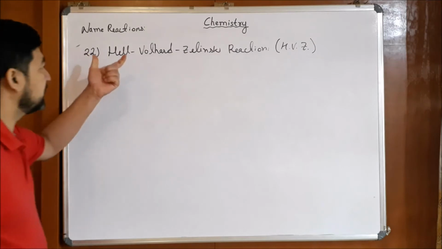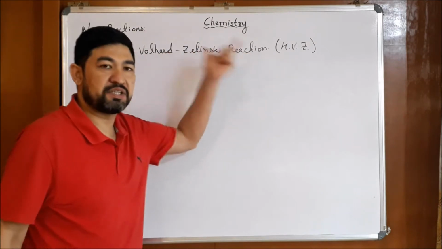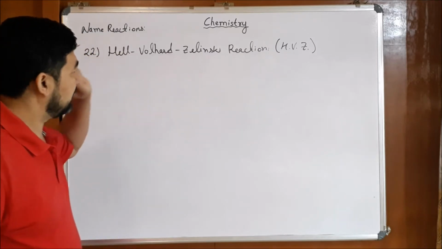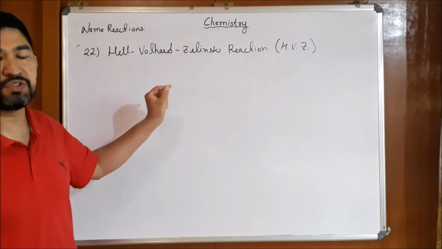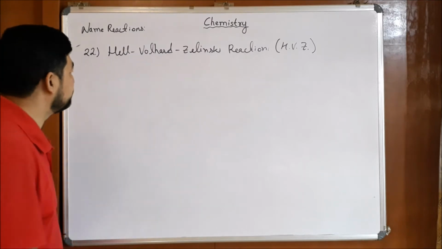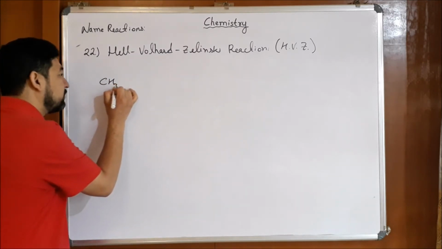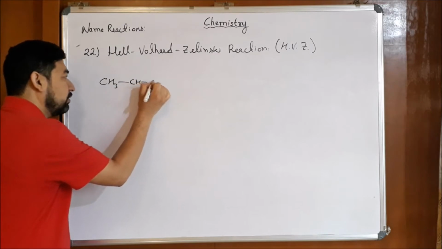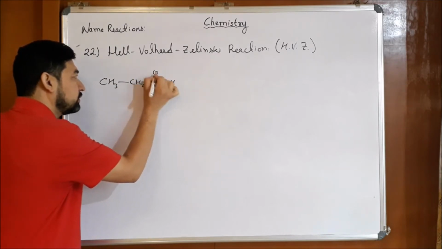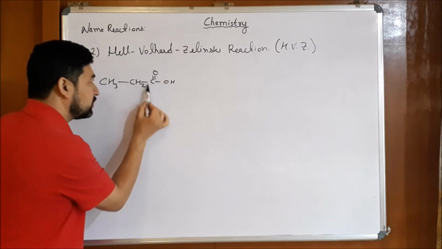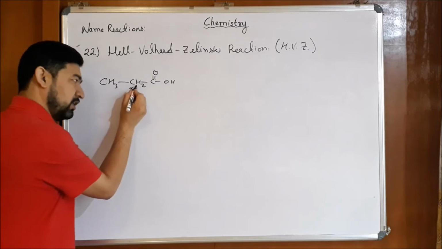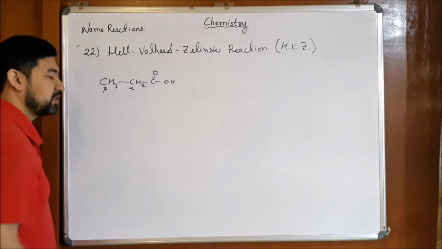The next reaction is the Hell-Volhard-Zelinsky reaction. In this reaction, we introduce a halide group in the alpha position of the carboxylic acid. Suppose we take this carboxylic acid, COOH. Remember, this is your functional group. The next carbon is your alpha carbon, and this carbon is your beta carbon.